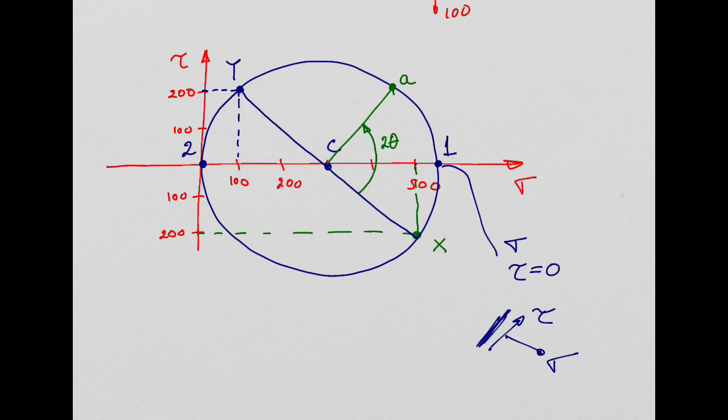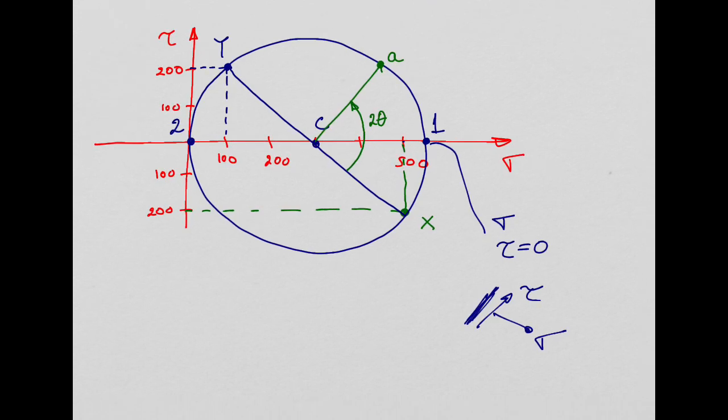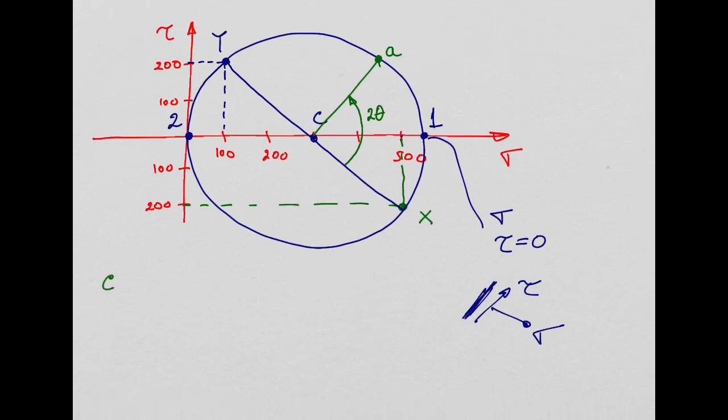Now, I want to know what my principal direction number one is. Look how easy this is going to be. First of all, before we go to principal direction number one, let's do a very quick analysis. How can I calculate the center of my circle? The center is the midpoint between x and y, between 100 and 500. So the midpoint is 100 plus 500 over 2. 600 over 2 is 300. Looks like this is 300 here.